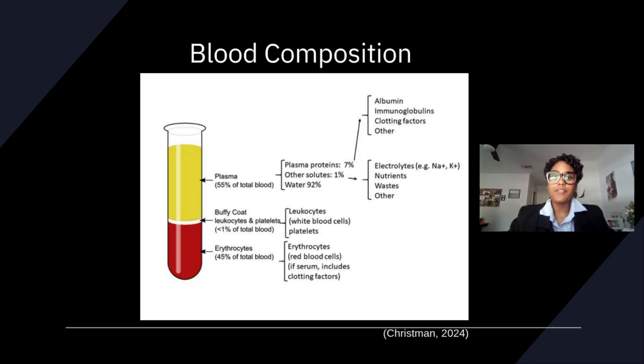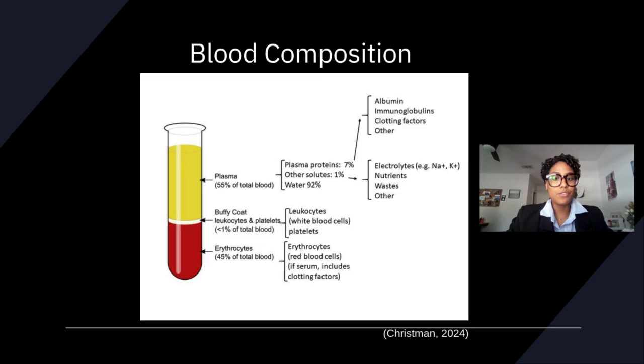Leukocytes have antibody properties that pretty much help us fight infection. There are a lot of different types of leukocytes that have their own different functions. We're not going to dive too much into that right now, but there are more than one. There's probably 5 or 6 different types of leukocytes found throughout our blood.